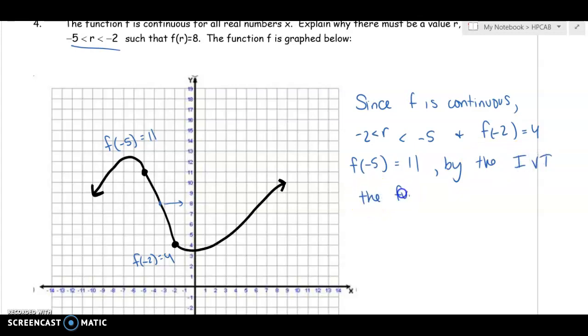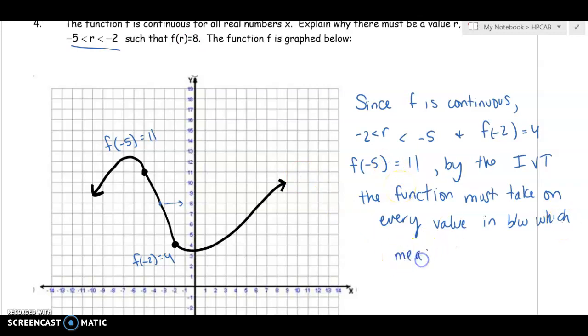the function must take on every value in between. Which means, if we're going from 4 to 11, you're going to end up hitting all of those values between 4 and 11, meaning you'll hit 5, 6, 7, 8, 9. 8 is the one we need. We're definitely going to hit that in between, which means that eventually f of r will equal 8.